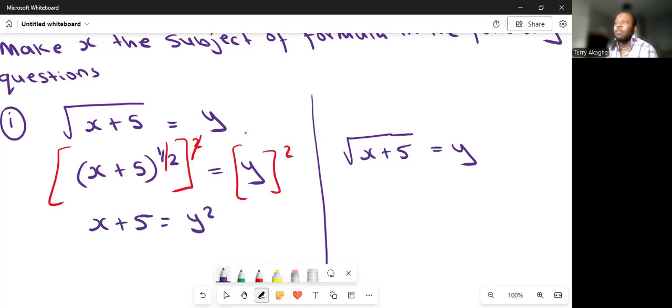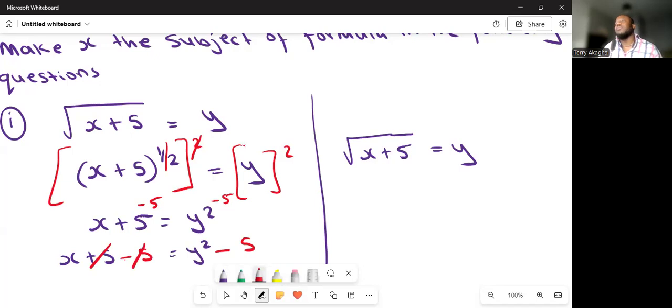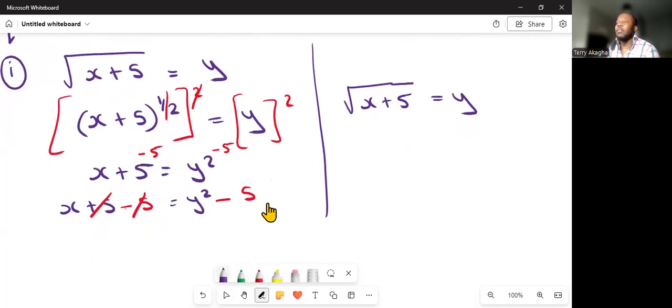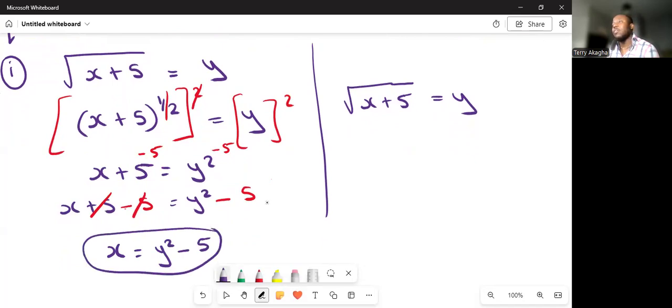And to get rid of the 5, we then subtract 5 from both sides. Is that making sense? So it's going to give us x plus 5 minus 5 is equal to y squared minus 5. So these two will cancel out, and you will then have x equal to y squared minus 5. And that will be the answer for that.